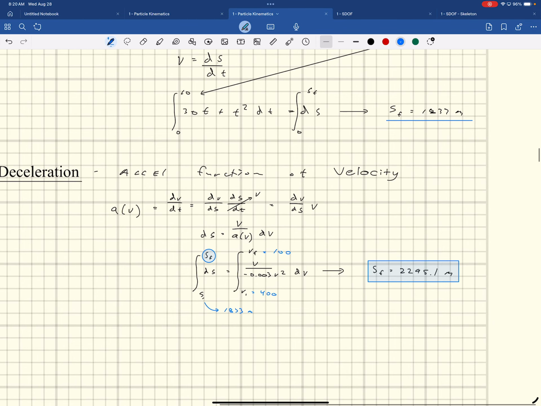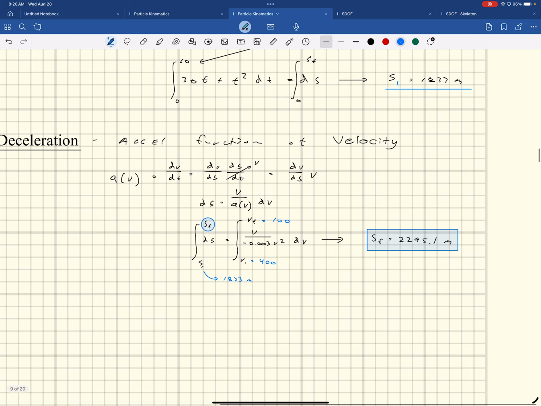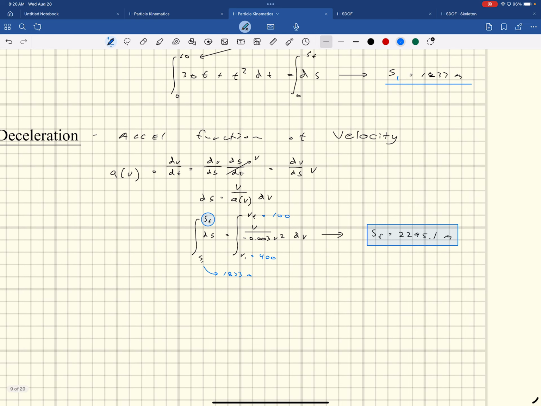Yes, sir. Is that SF the final distance? Yeah, I probably should have called this S1, but yeah, that's the total, because it includes that initial displacement right there. So I put the 1833 in that S1. You could treat them as two different problems and then logically just add them together afterwards if you want, but I lumped them together.